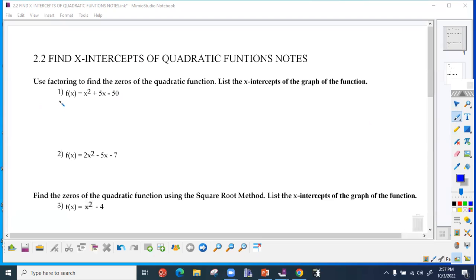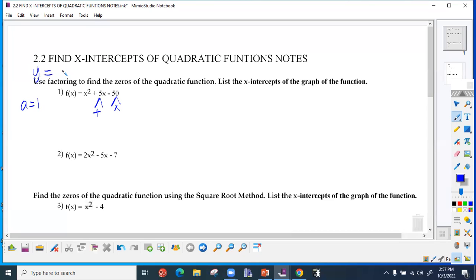The reason why it's called a simple factor is because your a equals 1. So when your a equals 1, you're going to start off by asking yourself what multiplies to give me my c term, but adds to give me my b term. Oh my gosh, I forgot to write your forms. So across the top, we're going to write the 3 different ways of how to write a quadratic.